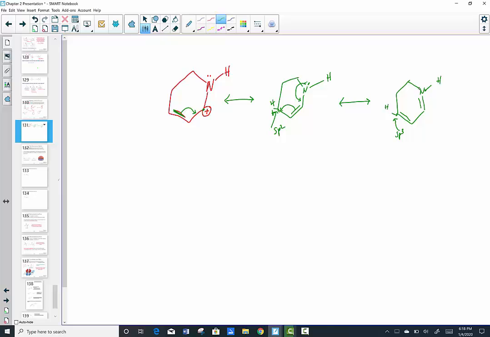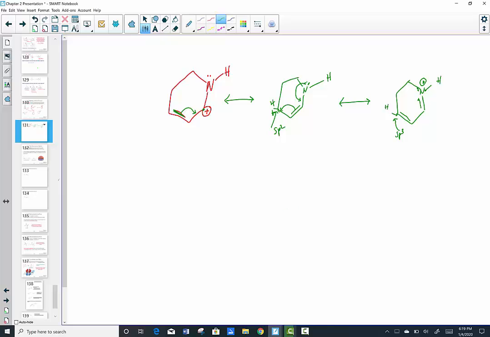Nitrogen has 1, 2, 3, 4 assigned electrons, so the nitrogen should have a +1 charge. What's the most significant resonance structure? And that's really what you're asking yourself.